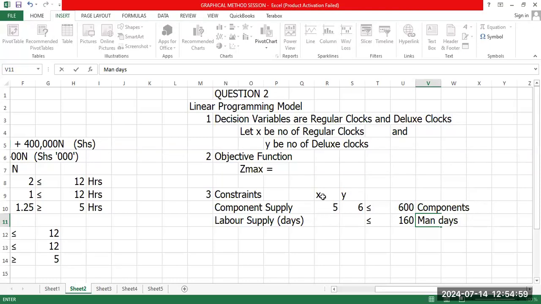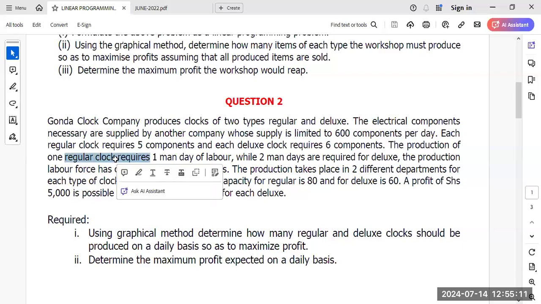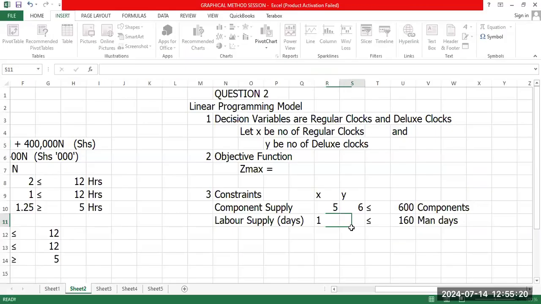But each regular clock requires how many days? The production of one regular clock requires one man day. So here you put 1. Then for Y, someone tell me. For Y it is 2. Then next, we are done with labor supply.